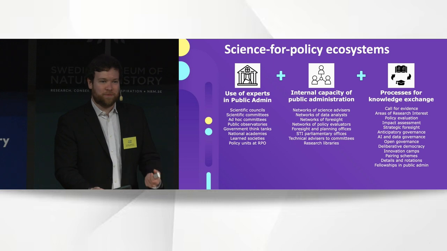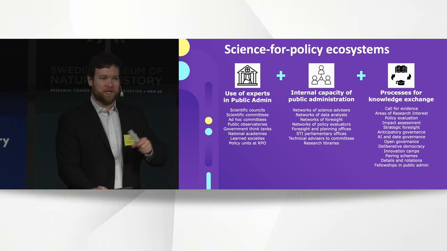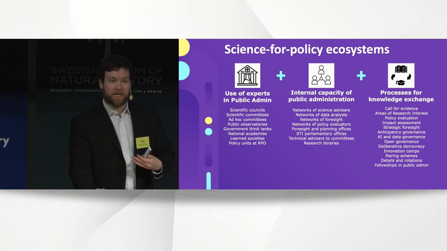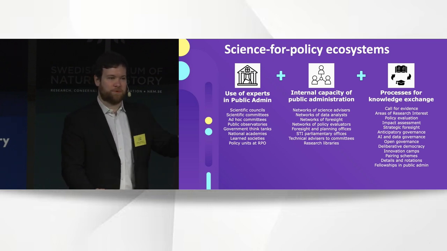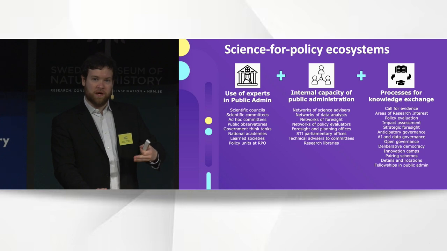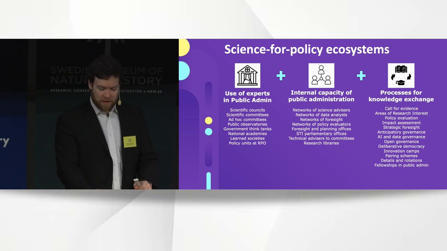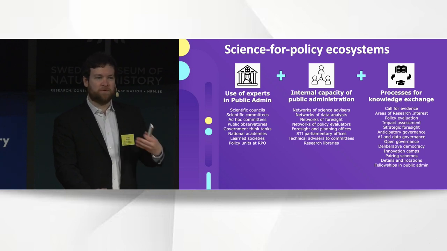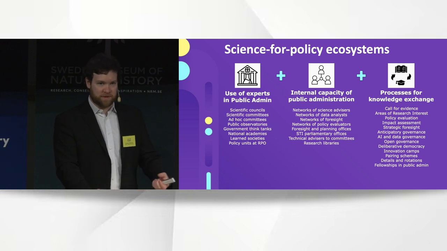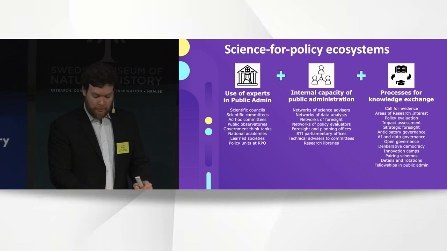So, science for policy ecosystems: there are ultimately three aspects of these ecosystems. There's the use of experts in public administration. So how public administration demands information from experts, but also how experts have access to public administration, the internal capacity of public administration. You could argue the JRC is in some sense a public internal capacity of a public administration, but you also often have, for example in ministries of economy, analysts who can run their own scientific analyses, and in other ministries other kinds of experts, so there may be already quite strong capacity inside the public administration.